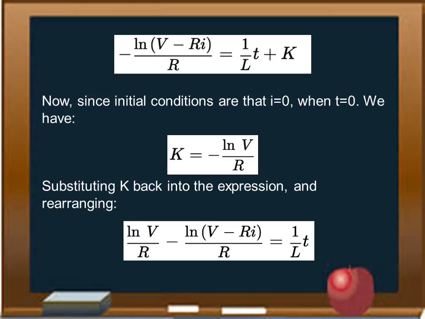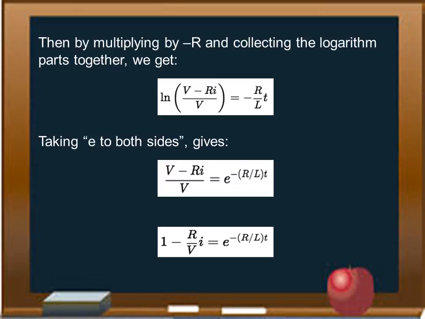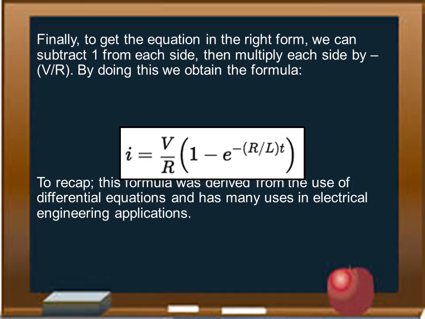Now, since the initial conditions are that i equals 0 when t equals 0, we have k equals negative ln of V/R. Then we can substitute k back into the expression and rearrange to get this. Then, by multiplying by negative R and collecting the logarithm parts together, we get ln of (V minus Ri)/V equals negative Rt/L. Taking the exponential of both sides gives (V minus Ri)/V equals e to the negative Rt/L.